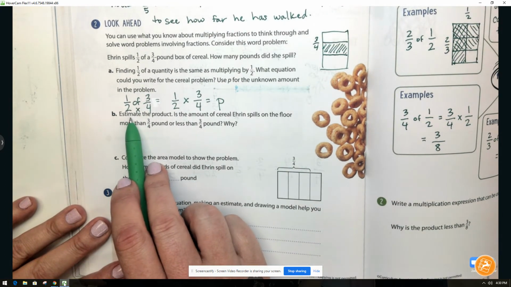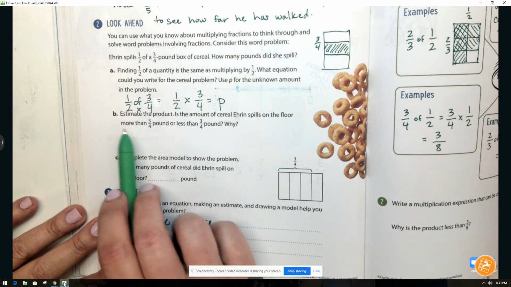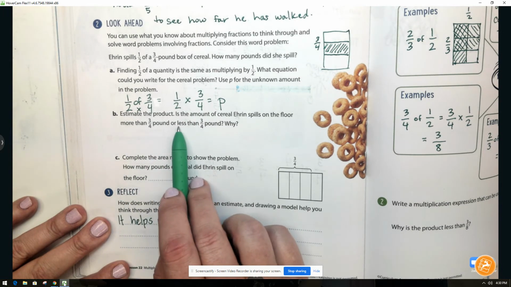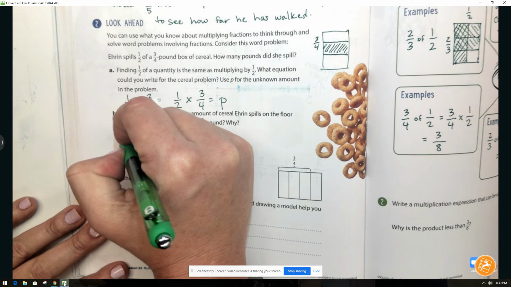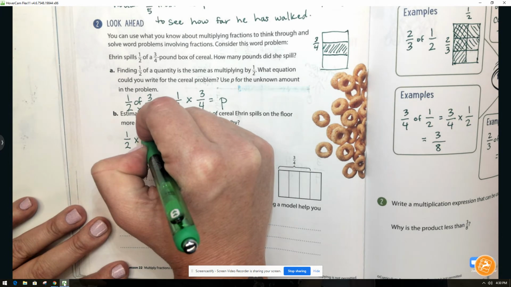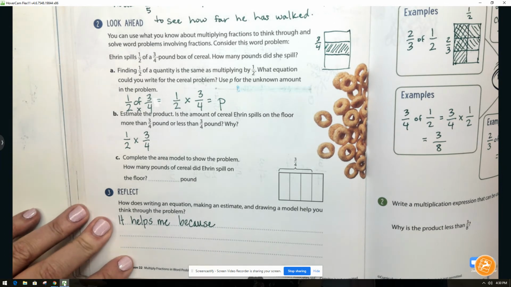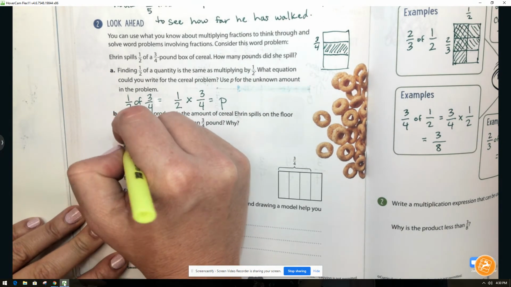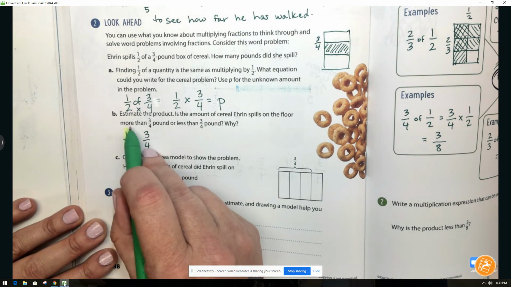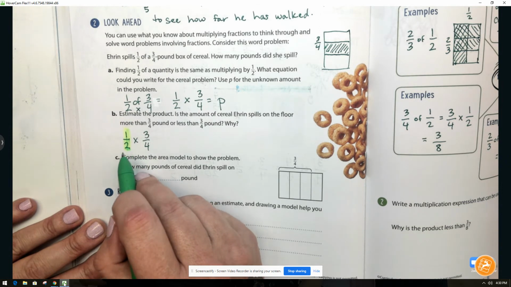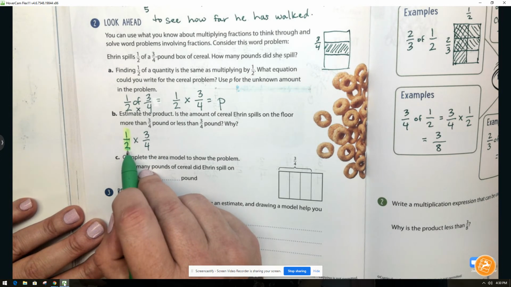Now part B says this: estimate the product. Is the amount of cereal Aaron spills on the floor more than 3/4 of a pound or less than 3/4 of a pound? Why? So we know if we have a half a pound and we multiply it by 3/4 of a pound, we need to look at this half of a pound. Is this number less than, greater than, or equal to 1?